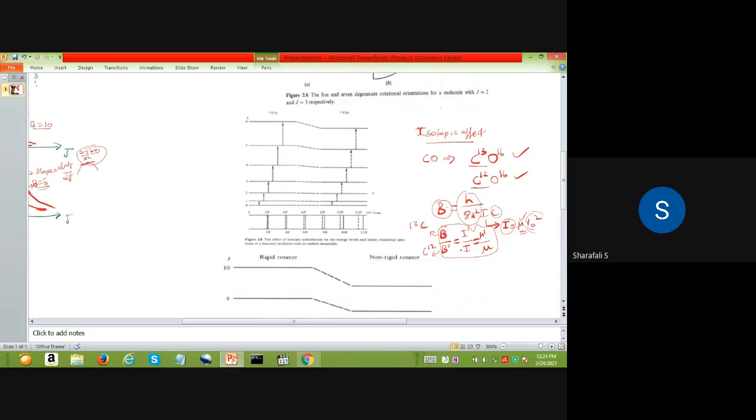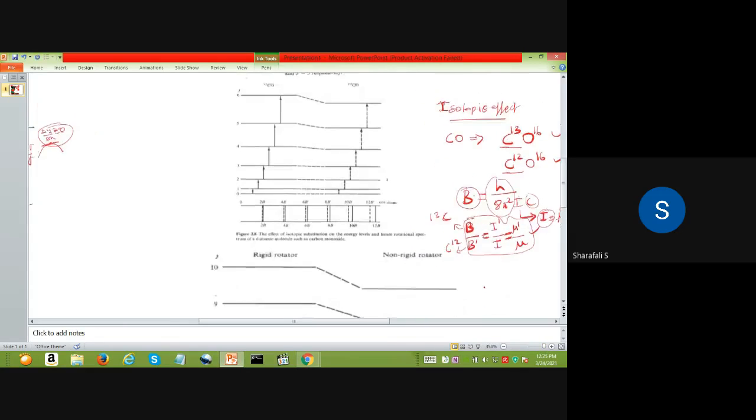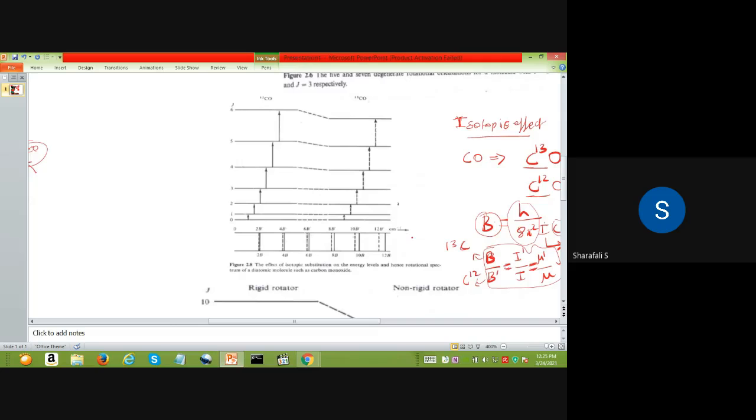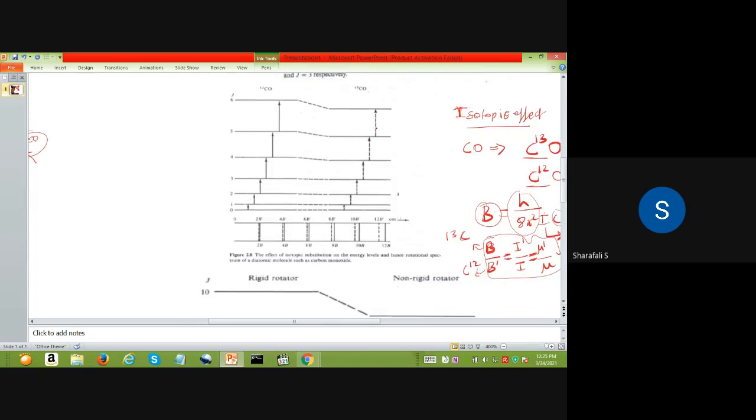So this is called the isotopic effect or isotope substitution. You substitute an isotope and find out the mass associated with that particular isotope by using this relation. So from this you can see that this is carbon monoxide with C13, and this is carbon monoxide with C12. Okay, this one is carbon 13, and this one is carbon 12.